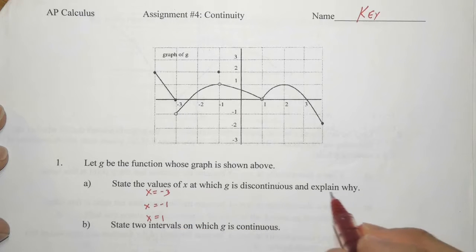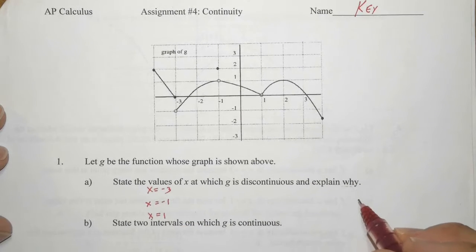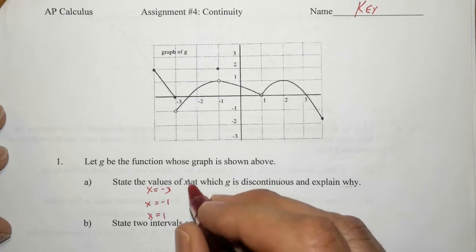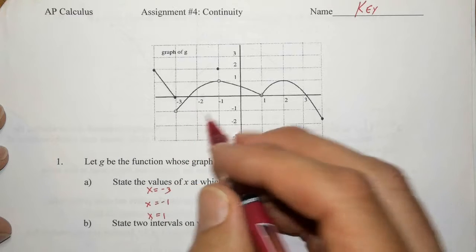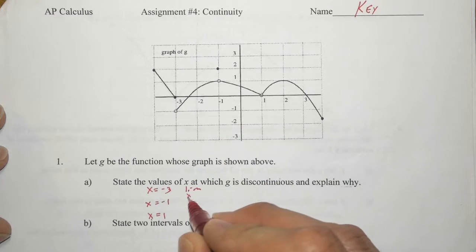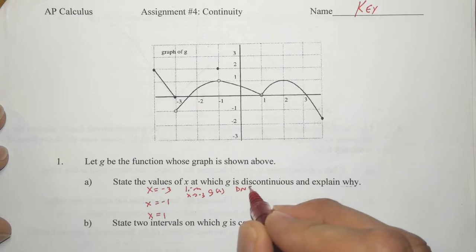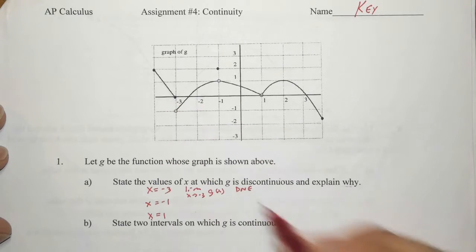Now, more importantly, explain why. Now we know that discontinuities are occurring because one of the 3 conditions is failing. In the situation of x equals -3, the limit does not exist. That condition fails. All right, so the limit as x approaches -3 of g of x does not exist. That's why we have the gap there, the jump.